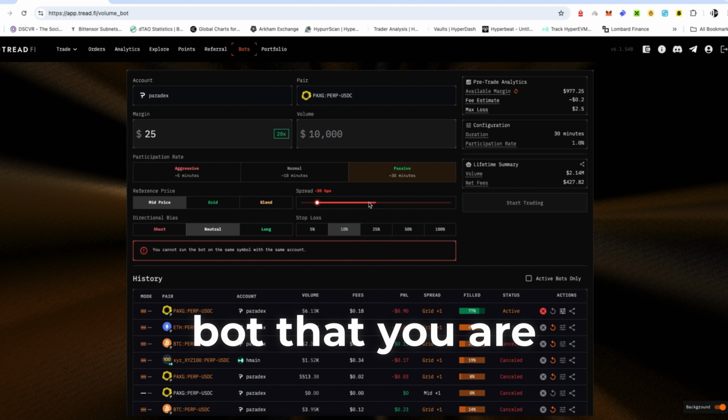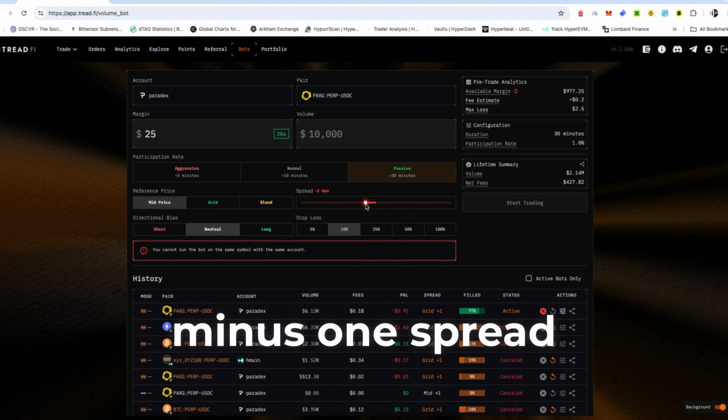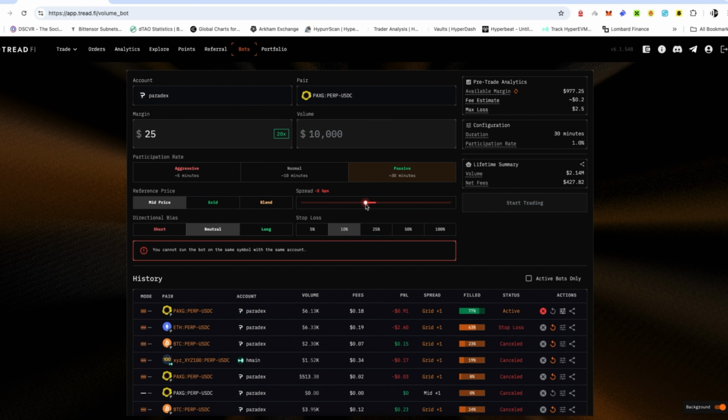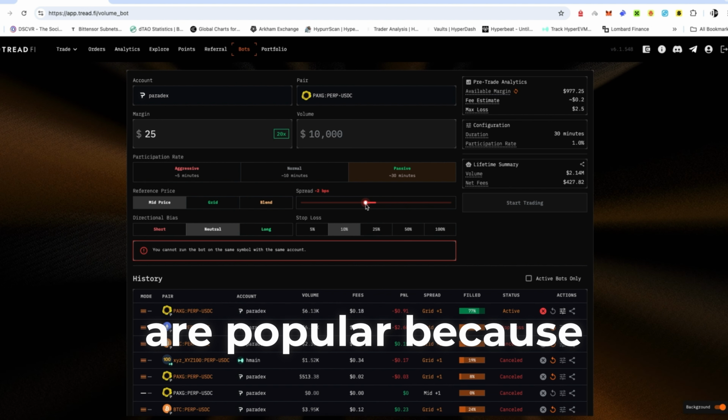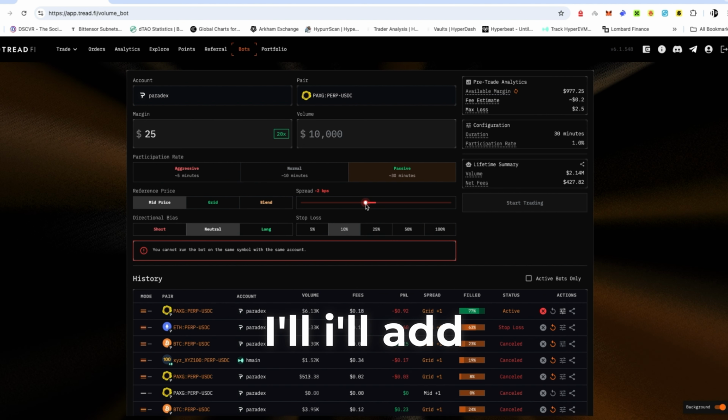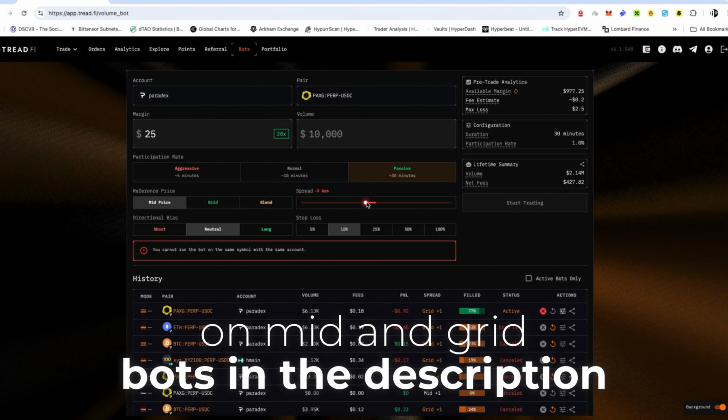And there are also spread options from -1 to -50. You are saying to the board that you are ready to accept -1 spread loss so that the board doesn't stall. Negative spreads like -1 are popular because there is less chance of the board getting stuck. I'll add additional guides on mid and grid boards in the description.